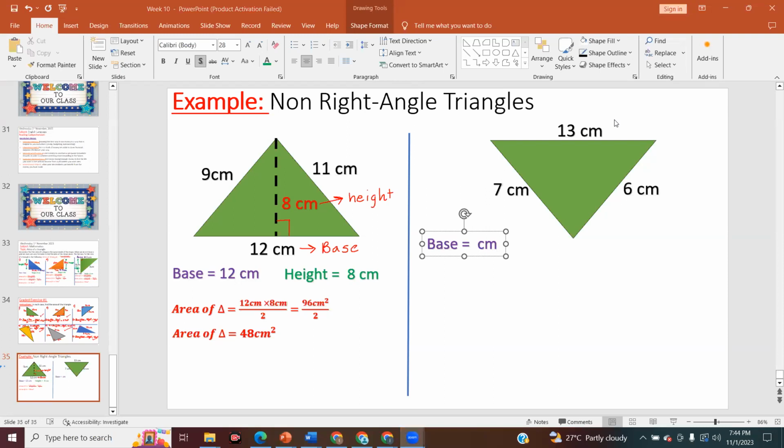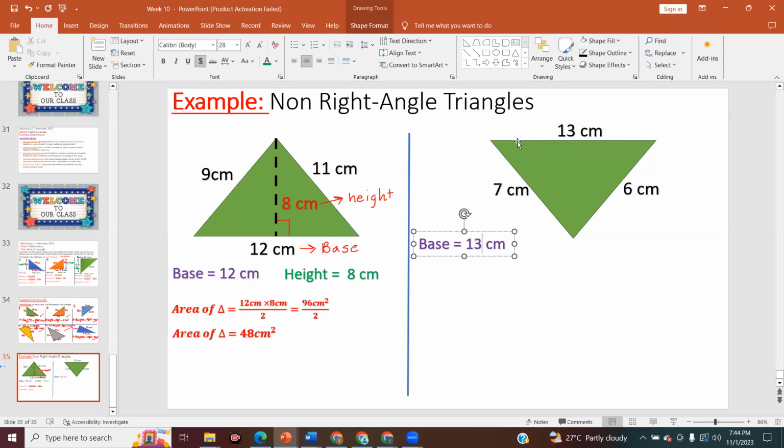The base is 13 centimeters. Ain't no 13, man. There ain't no base. The base is 13. You're confusing me, man. Isn't the base right there, on top? Oh, I thought you asked for the height. Sorry. I said base. The base is 13. That's obvious, right? It's the one that's right there, that's the base.